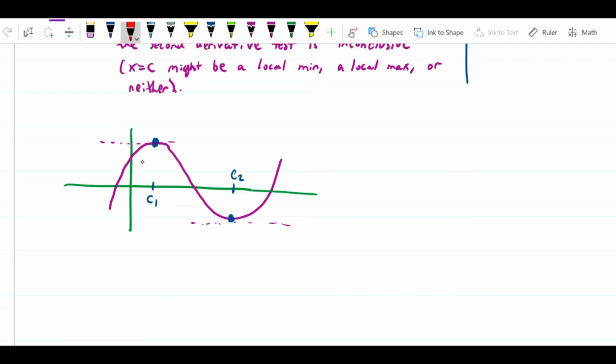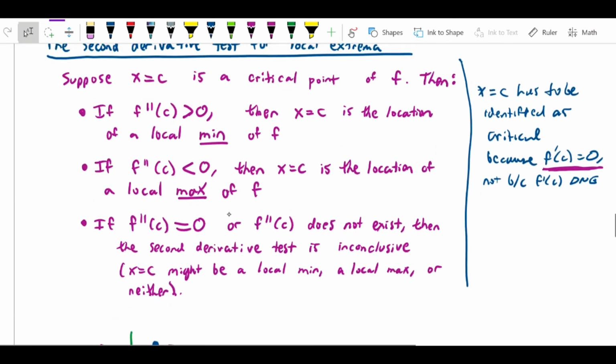C1 is clearly sitting atop a concave down function. This is the telltale sign of a critical point being a max, that it's sitting on top of a function that's concave down. On the other hand, C2 is sitting at the bottom of a concave up function. And this is the telltale sign of a point being a min, that it's sitting at the bottom of a concave up curve.